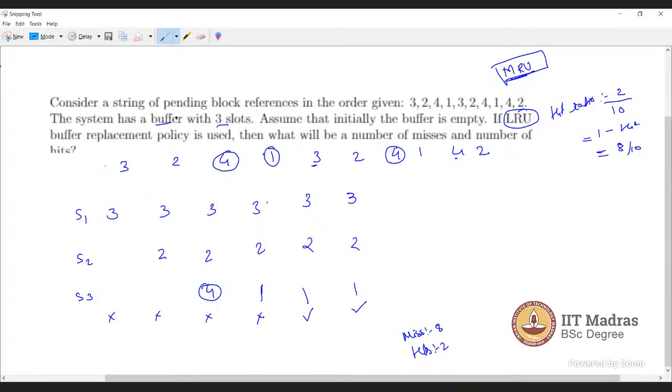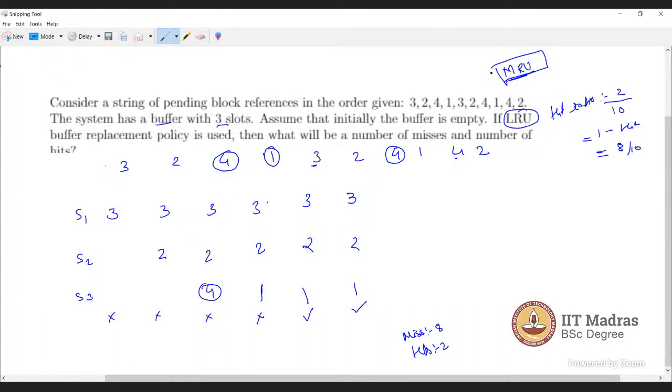See what a miss is: the processor is demanding a particular block and that block is not there in the buffer. That is a miss. And if it is there in the buffer, that is a hit. Yeah, see here, you can see block number 4. Is block number 4 in the buffer? No, right? So then it is a miss. So we need to replace one of the blocks with block number 4.